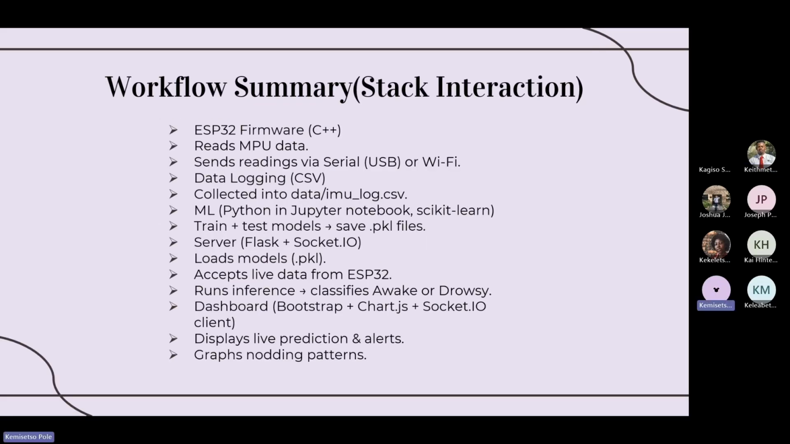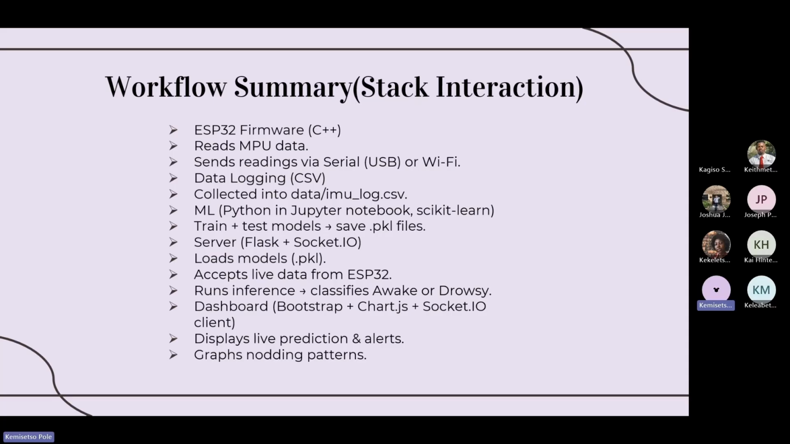So we'll go through the workflow summary for our system and explain how the components interact. We start with the ESP32 firmware, which is written in C++. The ESP reads data from the MPU sensor and then sends the readings either through USB via serial or over Wi-Fi for wireless connection. The readings are logged into a CSV file. For example, the data is collected in a file called imu_log.csv. Next, we move on to the machine learning stage where we use Python and Jupyter Notebook for training and testing different models. And once the models are finalized, we save them as .pkl files.